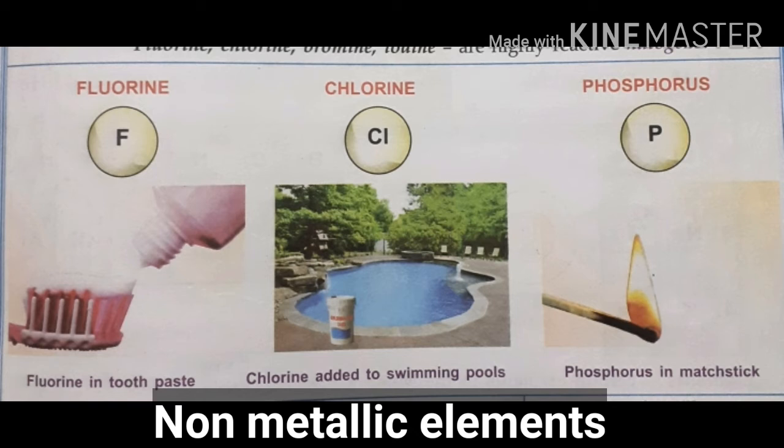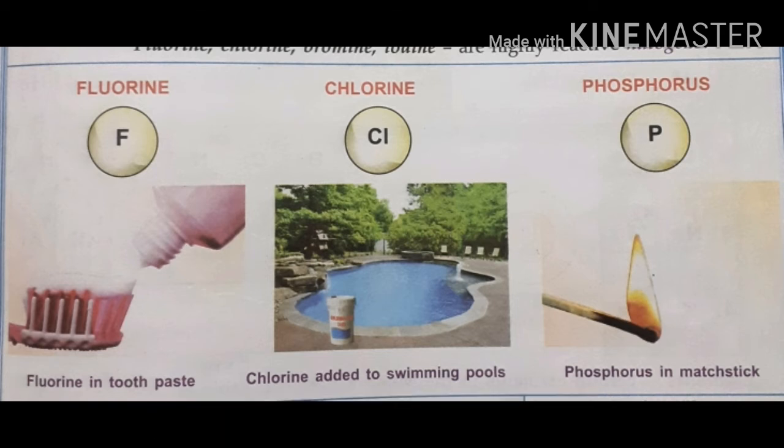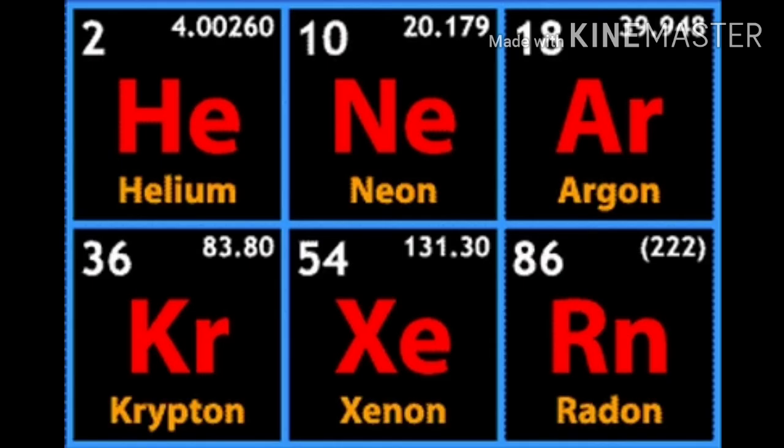Now here are the symbols of some non-metallic elements. First is fluorine. Its symbol is F, which is the first letter of its name, and fluorine is used in toothpaste. Second is chlorine, whose symbol is Cl, and phosphorus is P. Chlorine is added to swimming pools to kill bacteria, whereas phosphorus is used in matchsticks.